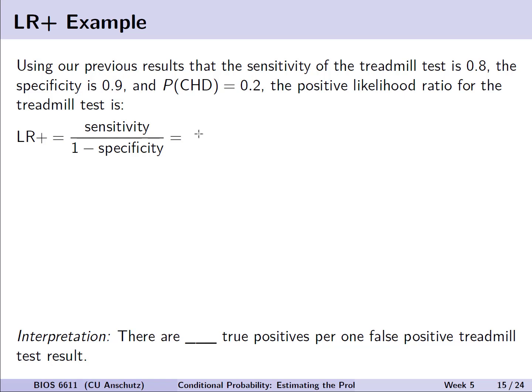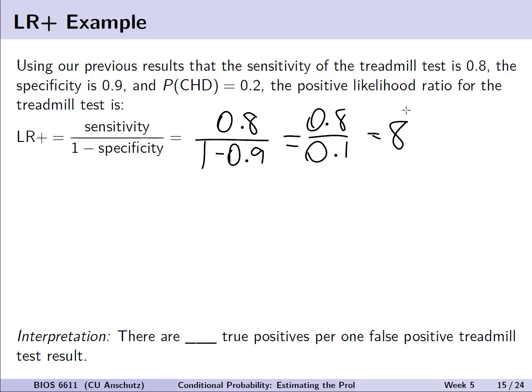Okay, so let's apply the equation for the positive likelihood ratio. We just plug in our sensitivity of 80%, or 0.8, divided by 1 minus our specificity, 1 minus 0.9. So what we really have here is 0.8 divided by 0.1, or 8. In other words, if we look at our interpretation, there are 8 true positives per 1 false positive treadmill test result that we would expect. So it seems like in general, when we get a positive result, we're going to expect that to be accurate with respect to the likelihood ratio positive summary.